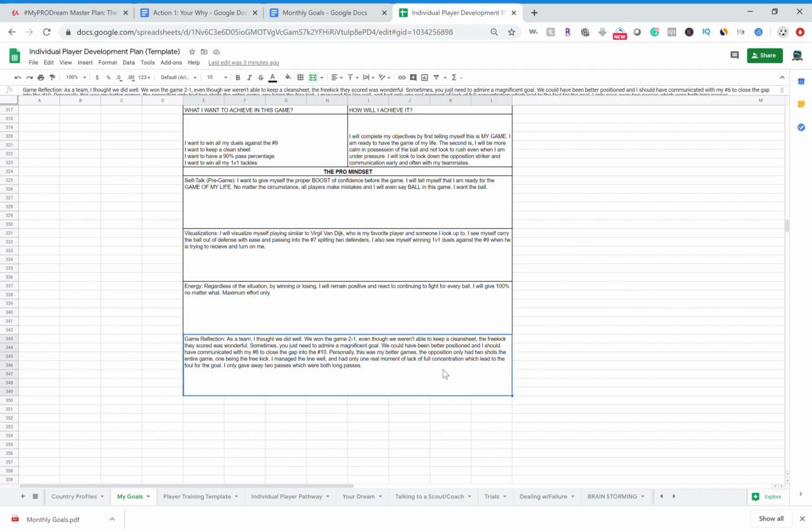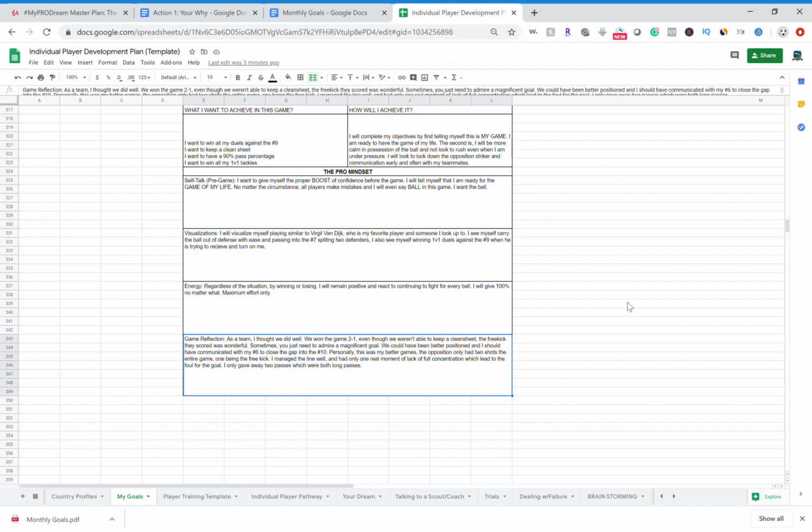And the last part would be the game reflection. So you would put here, as a team, I thought we did well. We won the game 2-1, even though we weren't able to keep a clean sheet. The free kick they scored was wonderful. Sometimes you just need to admire a magnificent goal. We could have been better positioned. I should have communicated with my number 6 to close the gap into their number 10.